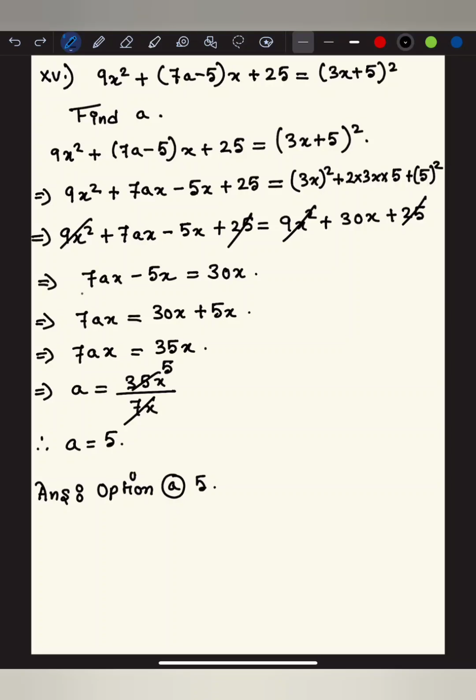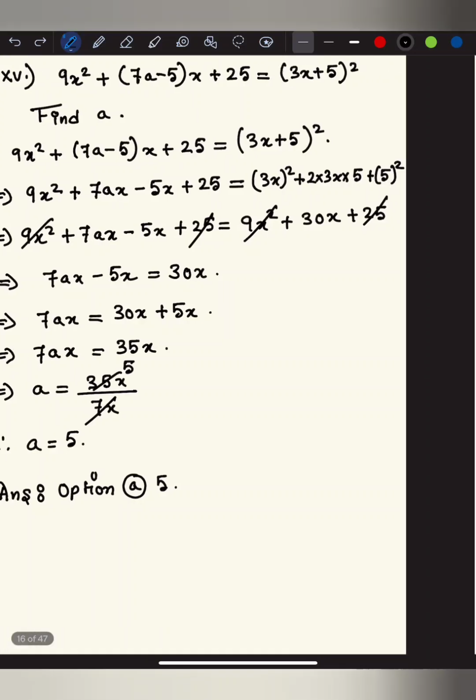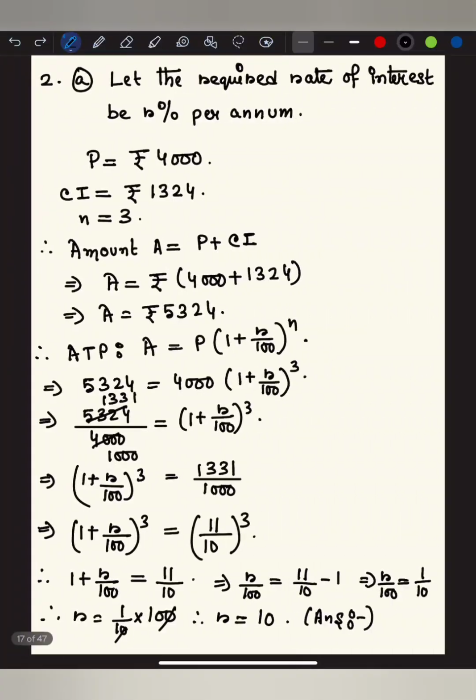So we are left with 7ax minus 5x equals 30x, which implies, shifting this minus 5x to this side, it becomes plus 5x, which implies 7ax is equal to 35x, which implies a equals 35x by 7x. So by simplifying it, we get a equals 5. So option A will be the correct option. Got it? Okay.